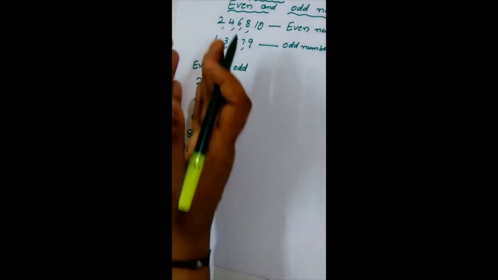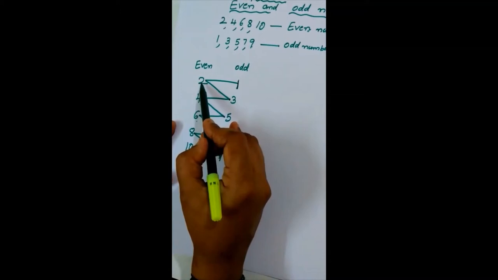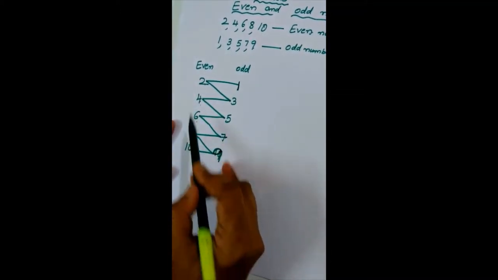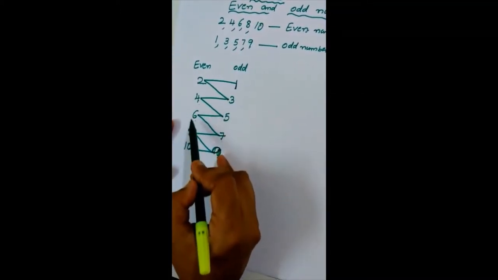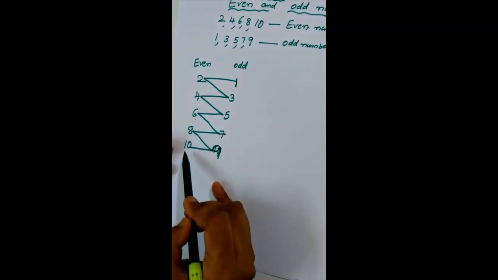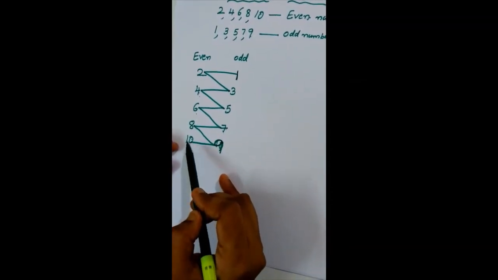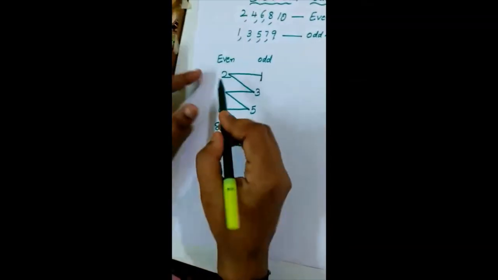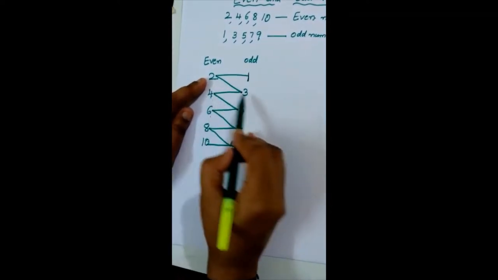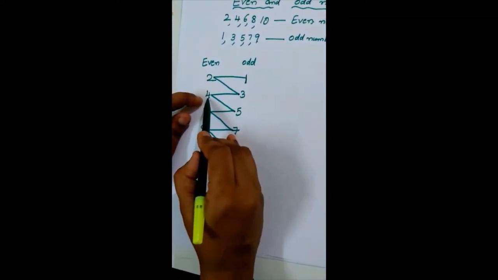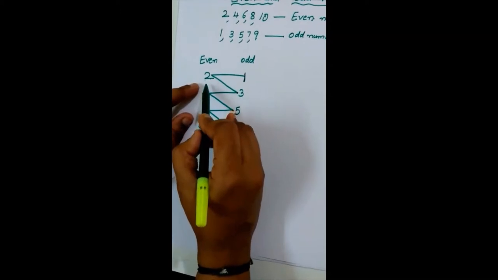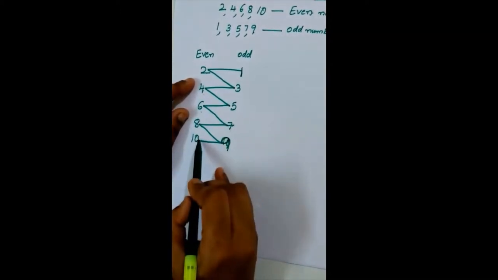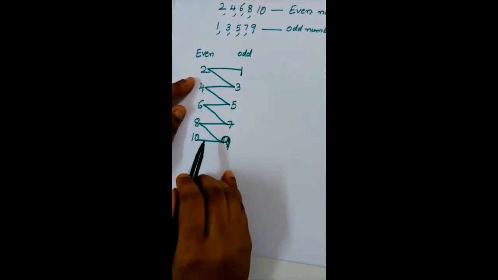So if you see the even numbers, it looks like the 2 table. 2 2s are 4, 2 3s are 6, 2 4s are 8, 2 5s are 10. Understand? So, the even numbers here: 2, then after 2, 3 is not there, directly we can see 4. Means the numbers are alternate numbers. Here we can see the alternate numbers.